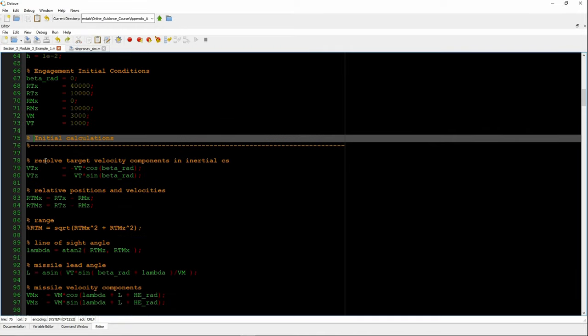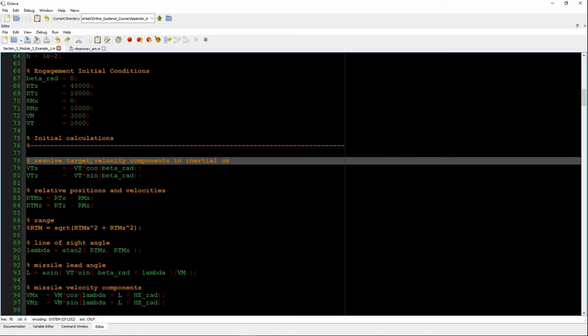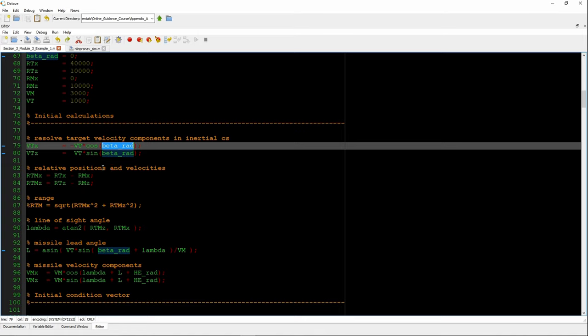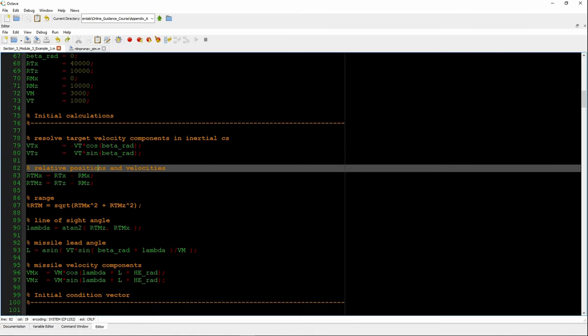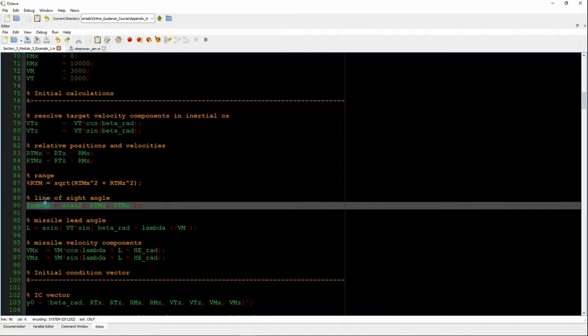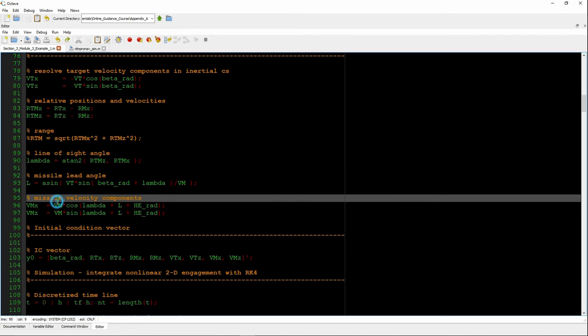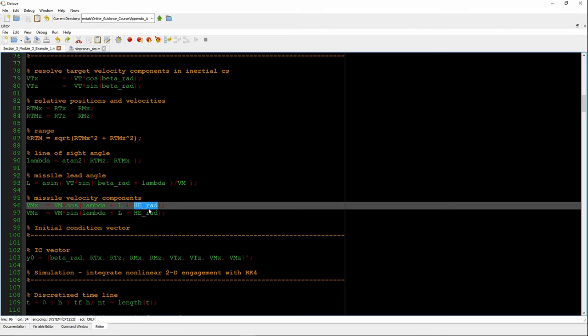And now a few initial calculations before we start the integration process. First, resolving the target velocity in the inertial coordinate system, just applying the direction cosine matrix transformation here with the target velocity magnitude and the angle beta in radians. Then our initial relative position and velocities, line of sight angle, missile lead angle, and then missile velocity components resolved in the inertial coordinate system. And note that the heading error is appearing in here because we're taking that heading error into account in our initial missile velocity.